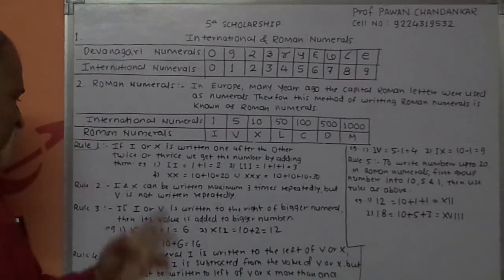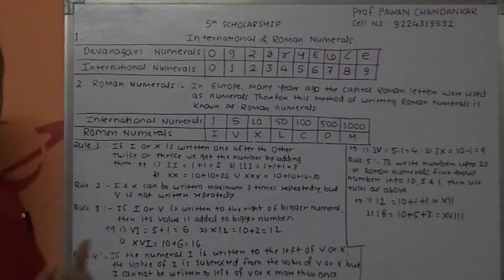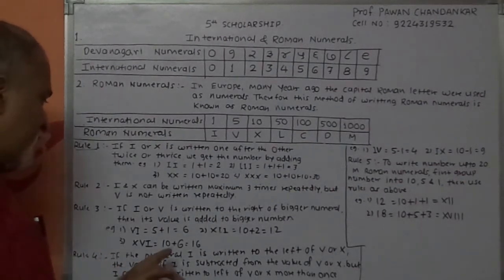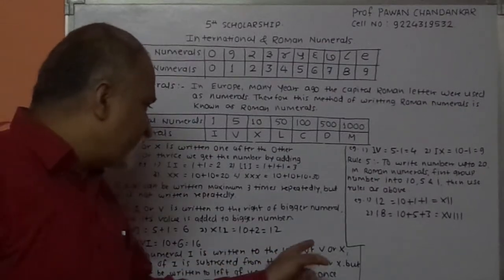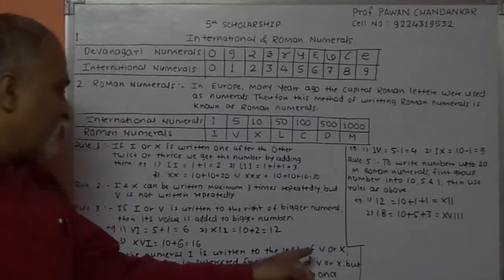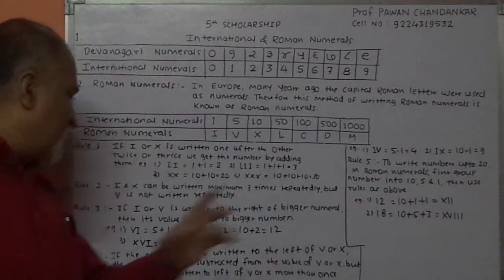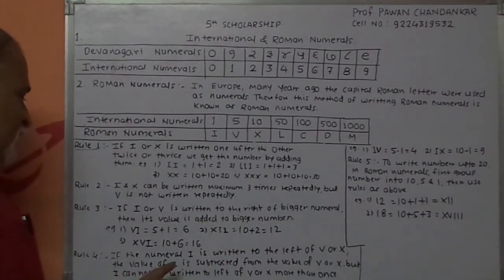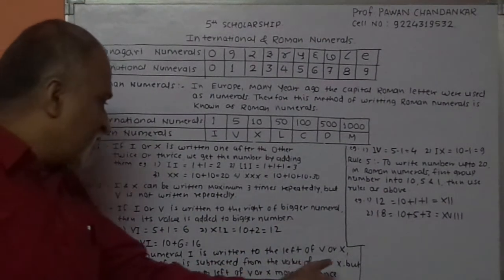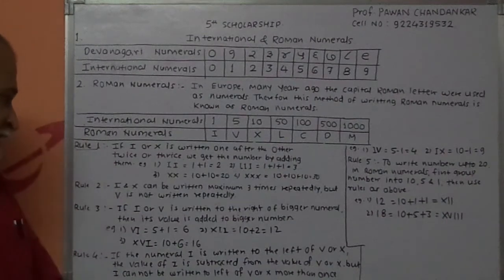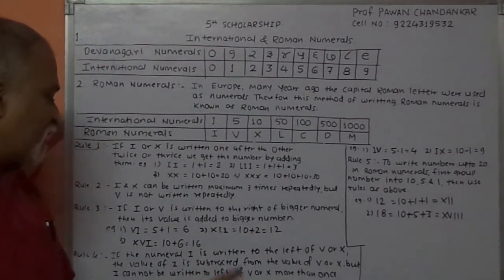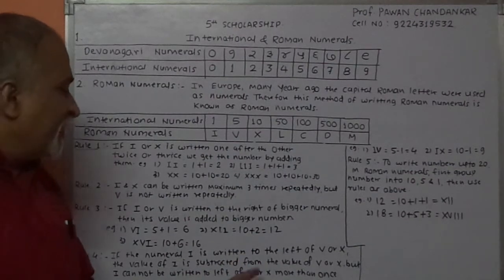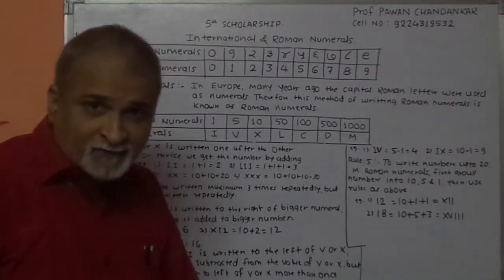Right, students? Very good. What is rule number 4? The next rule is rule number 4. If the numeral I is written to the left of V or X, that is 5 or 10, the value of 1 is subtracted from the value of 5 or 10. But I cannot be written to the left of 5 or 10 more than once.